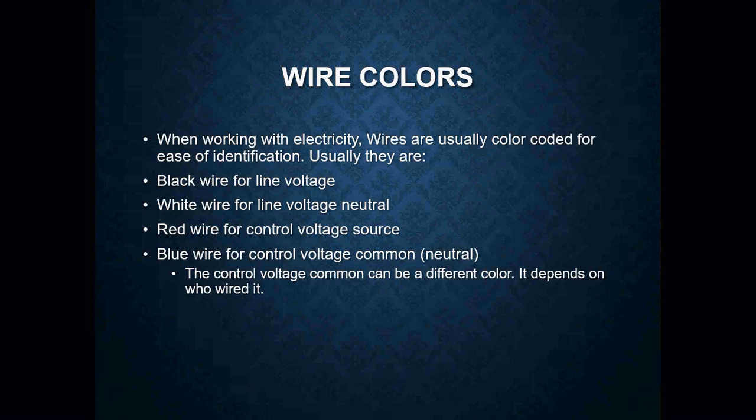But for simplicity, usually we use black for all of our power wires, white for all of our neutrals. Red is going to be our 24-volt control voltage power source. And usually blue is going to be our 24-volt common.